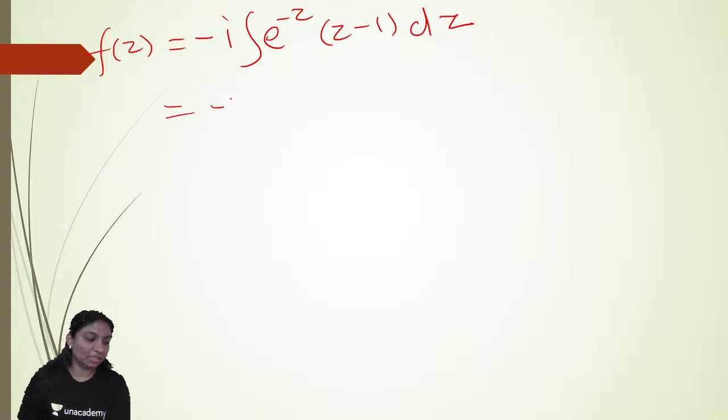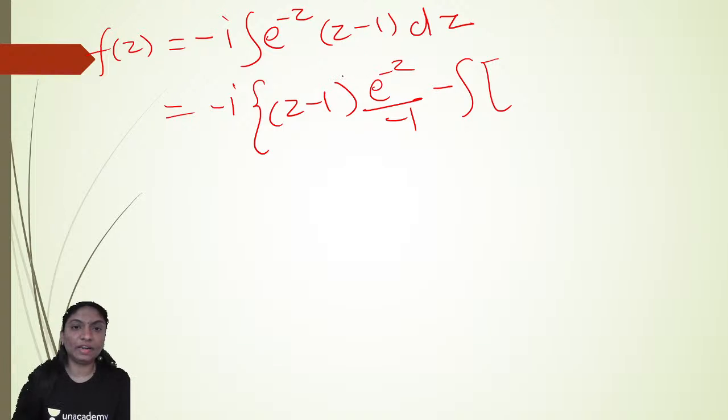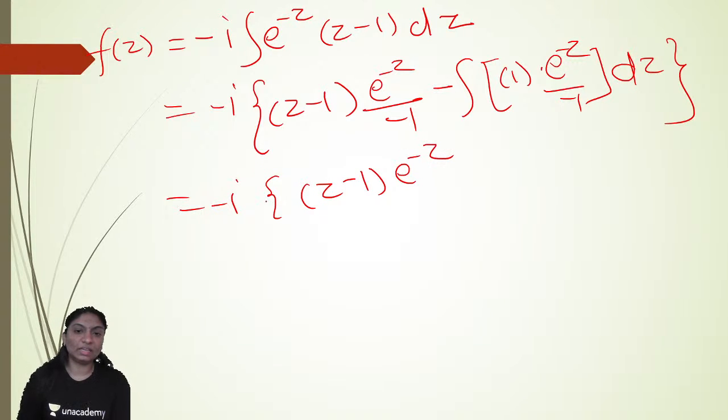So that is minus i into bracket, using integration by parts here, write the first into integral of second, e raised to minus z upon minus 1, minus integration of derivative of first. So derivative of first, it means derivative of z minus 1 will be 1, into integral of second, e raised to minus z upon minus 1 dz. So minus i into bracket z minus 1 into e raised to minus z. So minus, this minus and this minus becomes plus. So integration of e raised to minus z upon minus 1 plus c.